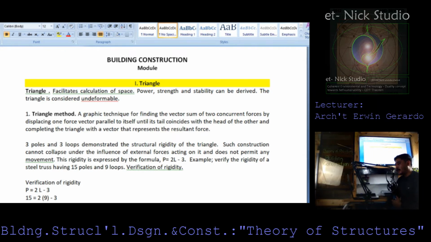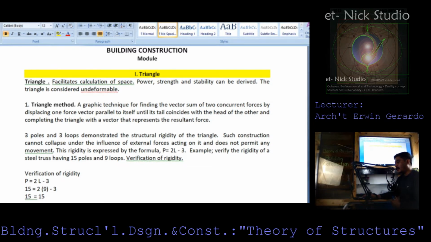Triples and three-hole loops demonstrate the structural rigidity of the triangle. Such construction cannot collapse under the influence of external forces acting on it and does not permit any movement. This rigidity is expressed by the formula P equals 2L minus 3.